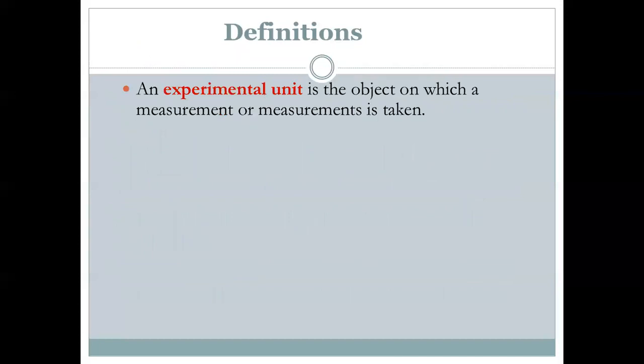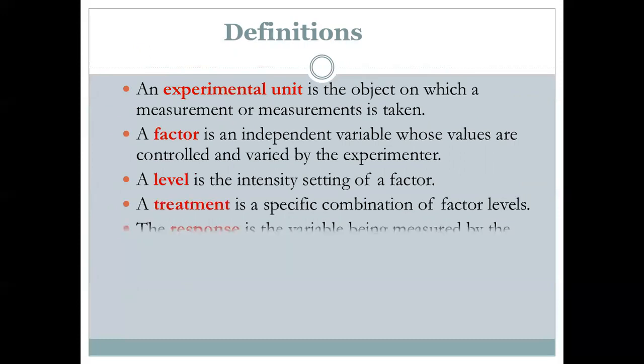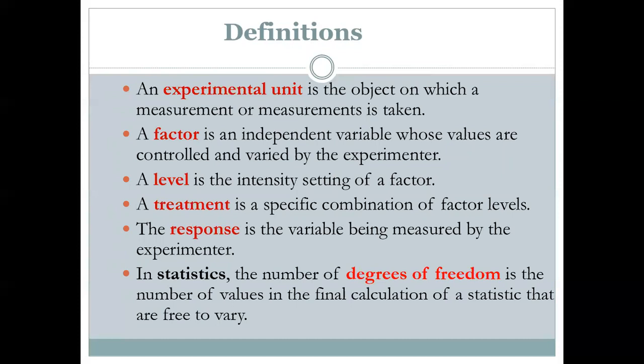Right, in experimental design, there are a few terms that we need to understand before we proceed to our analysis. The first one is the experimental unit. So what is an experimental unit? An experimental unit is the object on which a measurement is taken. So it refers to the object or the thing or the subject that you want to measure. Anything that you want to measure is referred to as the experimental unit.